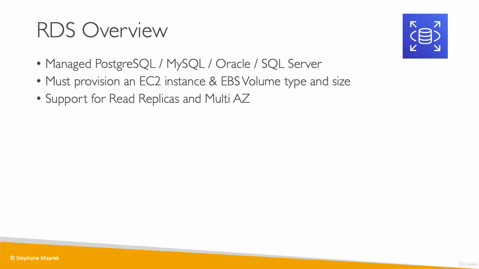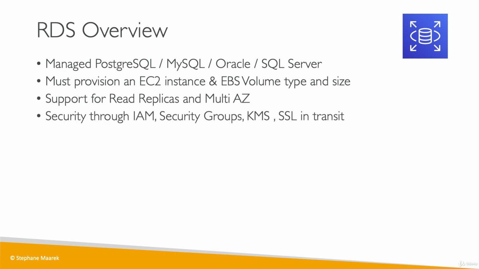Now, this has support for read replicas and multi-AZ. So read replica allows us to scale reads, multi-AZ allows us to save and recover from disaster. And security, we've seen it, is done through IAM, security groups, KMS for encryption at rest, and SSL for encryption in transit. And sometimes Postgres and MySQL will have IAM authentication as a feature.